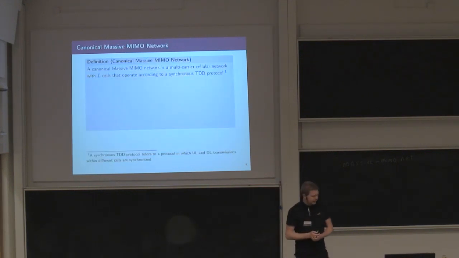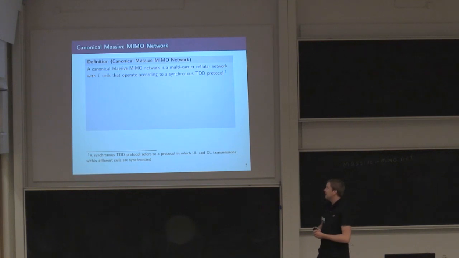And trying to define what is a Massive MIMO system. The canonical Massive MIMO system here is a multi-carrier cellular network with L number of cells, that's a letter that will reappear many times. And it operates in a synchronous TDD protocol, where synchronous means that the uplink and downlink transmissions in different cells are synchronized. So it's the uplinks that are interfering with each other and the downlinks interfering with each other. And this is something that you at least can achieve in practice within the neighboring cells, which is the important thing.